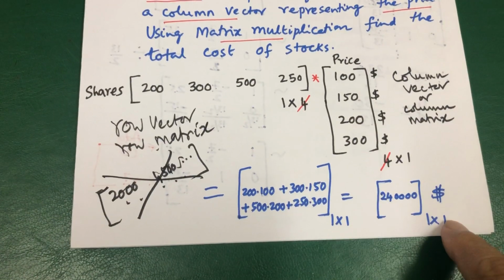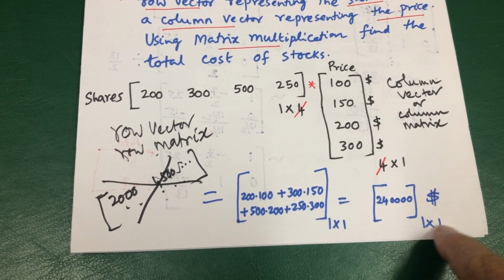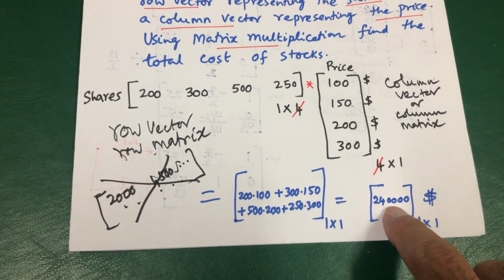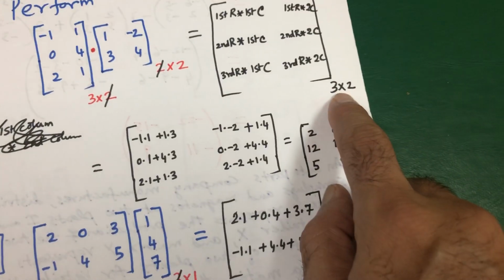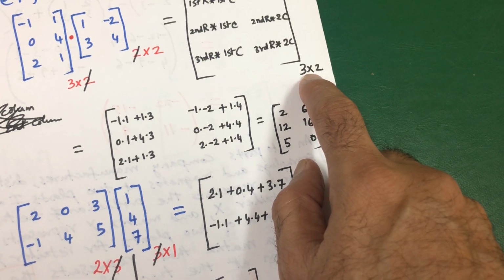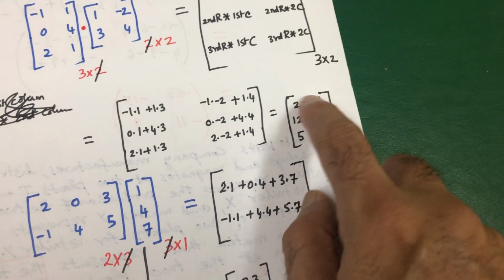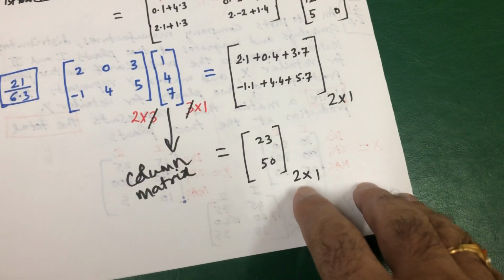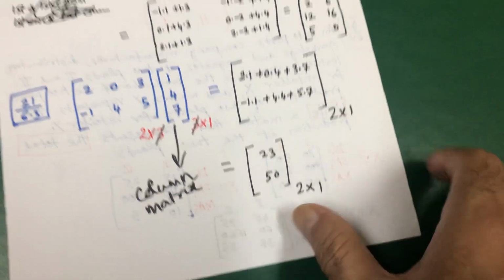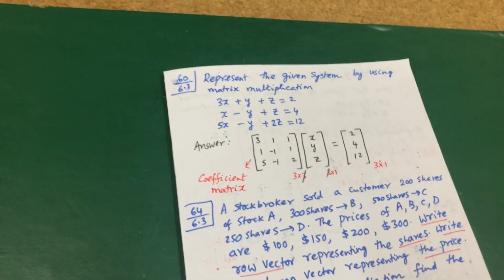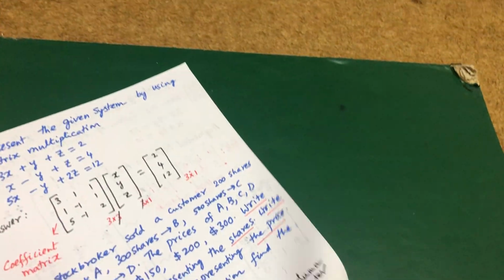So it should be 1 by 1, which means there will be only one element here. 1 multiply 1 is 1. There will be only one element. Suppose you see here 3 multiply 2. 3 multiply 2 means how many elements should be there? 6. 1, 2, 3, 4, 5, 6. Here how many is it? 2 by 1 means 2 elements. 1, 2. So like this it should be, and don't forget this method.